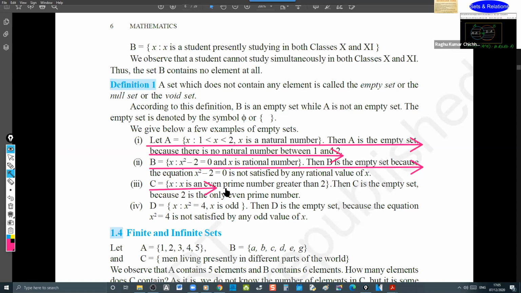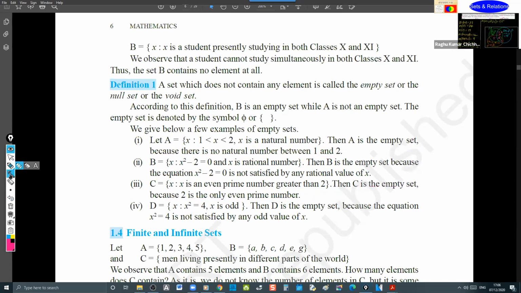Next, C is equal to X such that X is an even prime number greater than 2. Then C is the empty set because 2 is the only even prime number. A very important point to be noted: among all the prime numbers, only one even number is there, that is 2. No even prime number is present in the number system except 2. So that is why he said greater than 2.